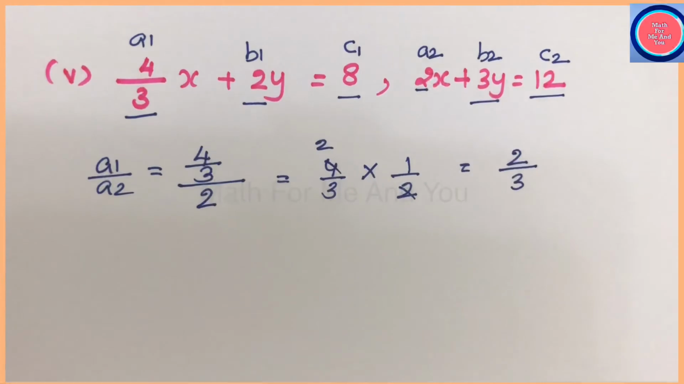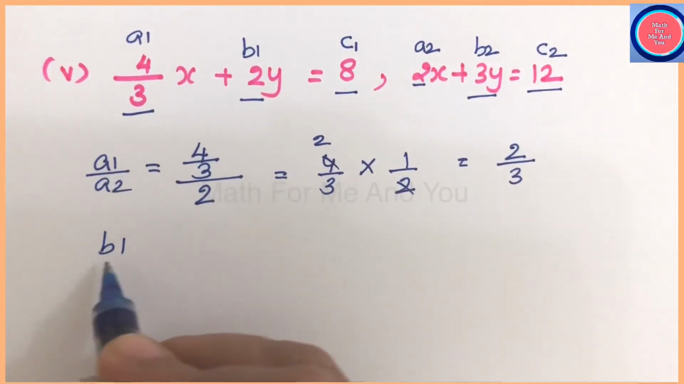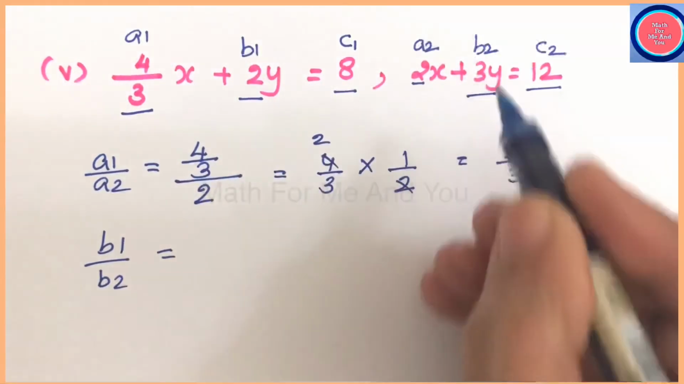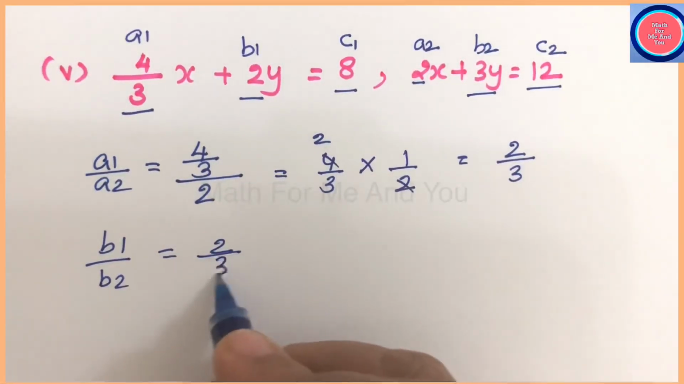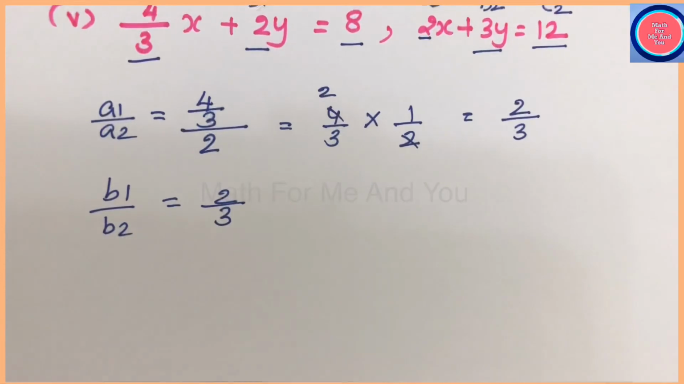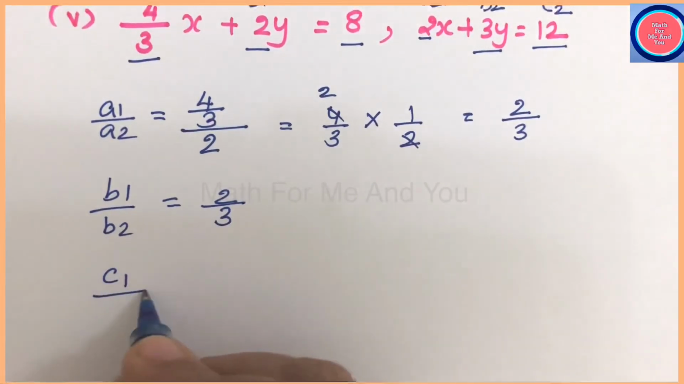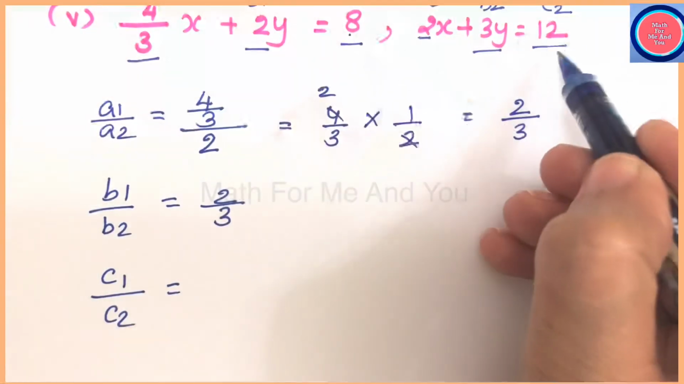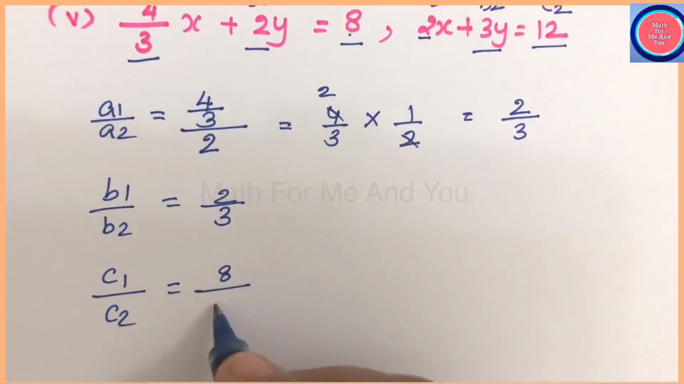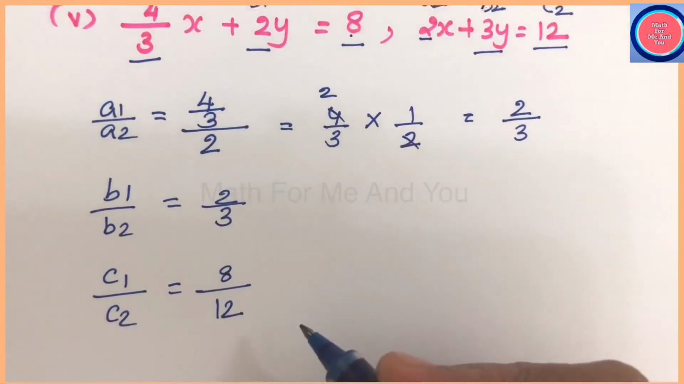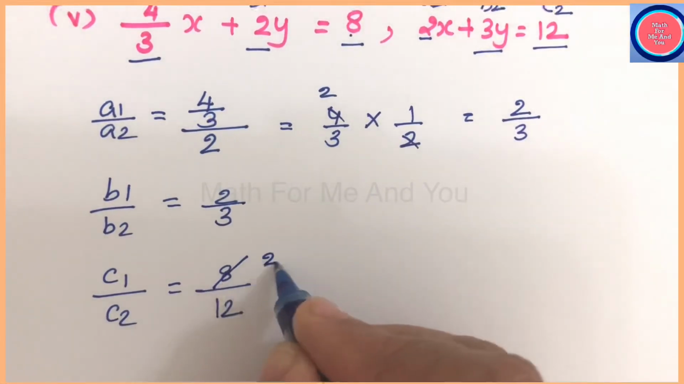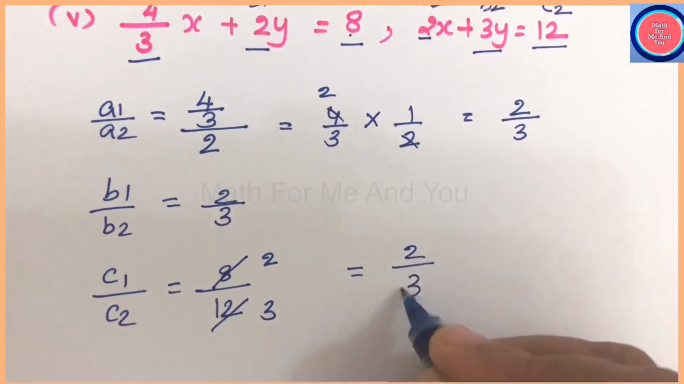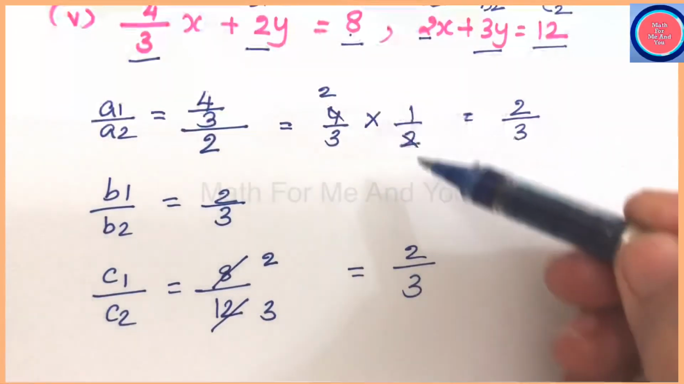We get the result 2 by 3. Next we write the ratio B1 by B2. What is B1? 2. And what is B2? It is 3. So we get the ratio 2 by 3. Next is C1 by C2. C1 is 8 and C2 is 12. 8 by 12. We can cancel numerator denominator by 4. 4 times 2, 4 times 3. So what result we get? We get the fraction 2 by 3. The value 2 by 3.